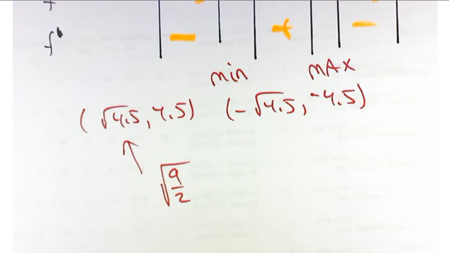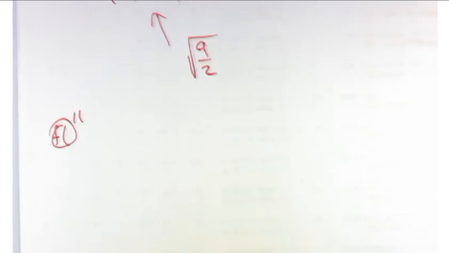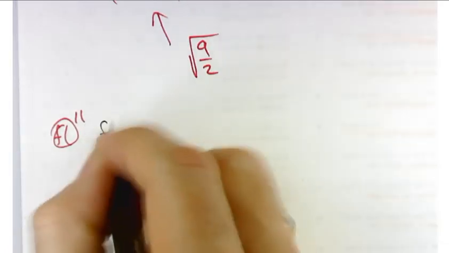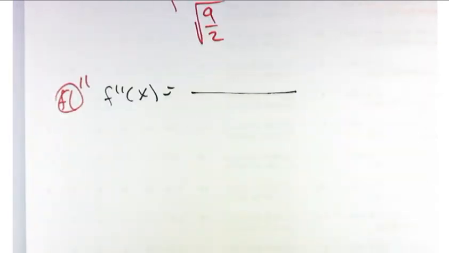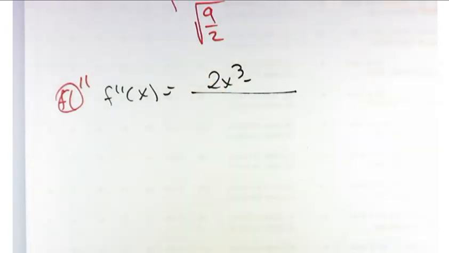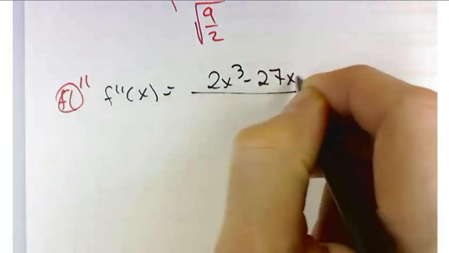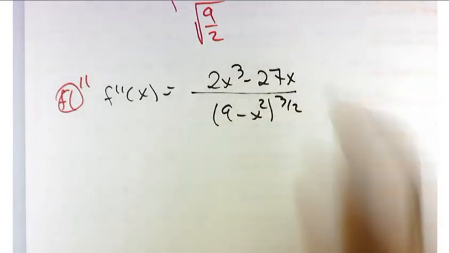Like I said, these problems can get kind of long, especially if you have to calculate all the derivatives from scratch. So let me help us out a little bit. The second derivative, f double prime of x, is (2x cubed minus 27x) over (9 minus x squared) to the 3/2.